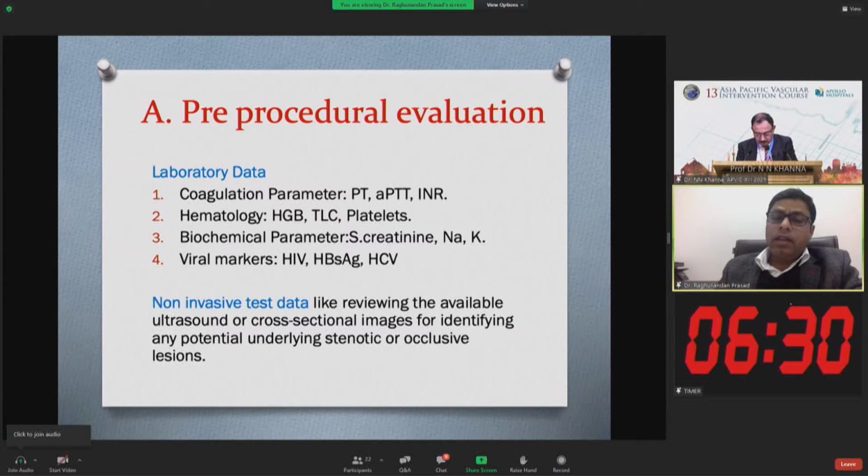If they are available, we must review our non-invasive test data like ultrasound report, MRI, CT, or any other axial imaging, where before the procedure we can pick up some stenosis or occlusive lesion which will prevent us from choosing that side as a vascular access, and we may look for another alternative vascular access.